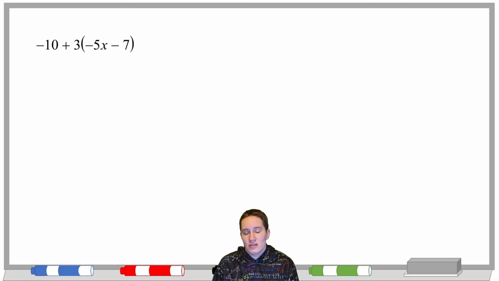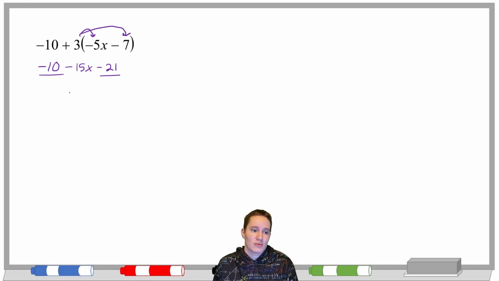-10 plus 3 times -5x minus 7. So we're going to distribute the 3 just like the last one. We don't add these together first. We have to distribute first. So we're dropping down the -10. 3 times -5x is -15x. 3 times -7 is -21. Going to put these together. -10 plus -21 is -31 minus 15x would be our answer.